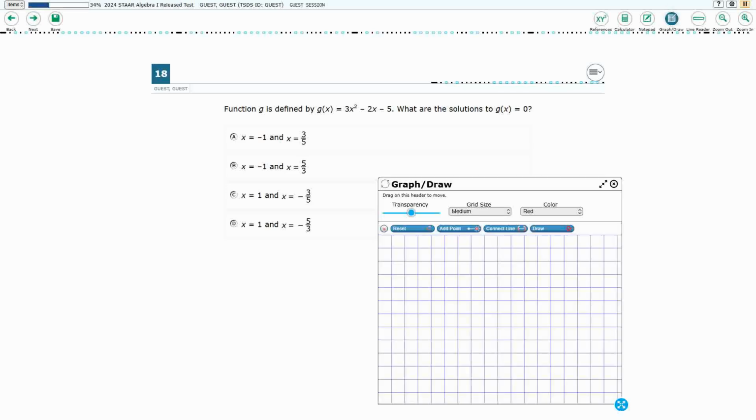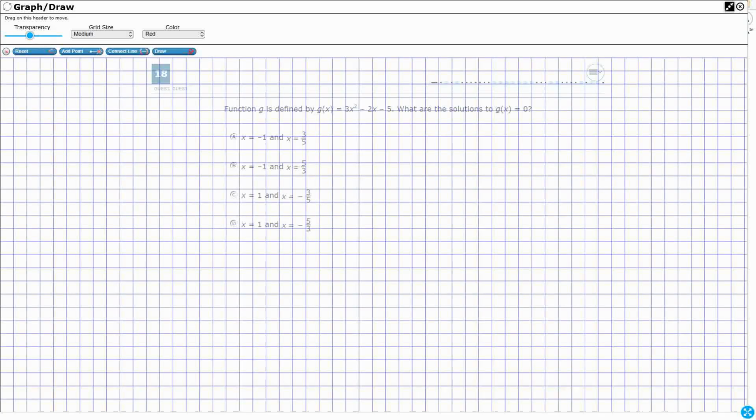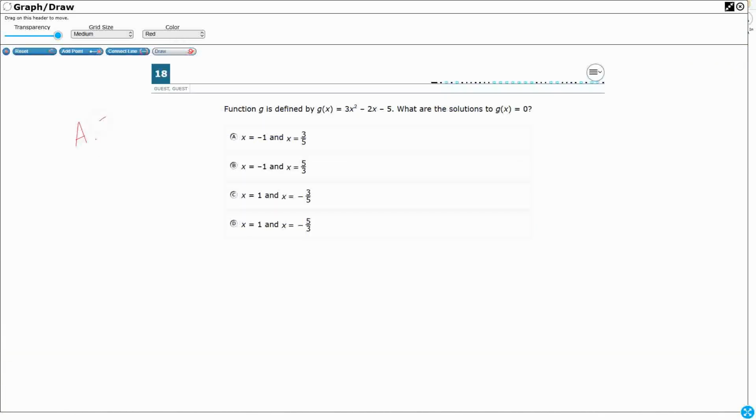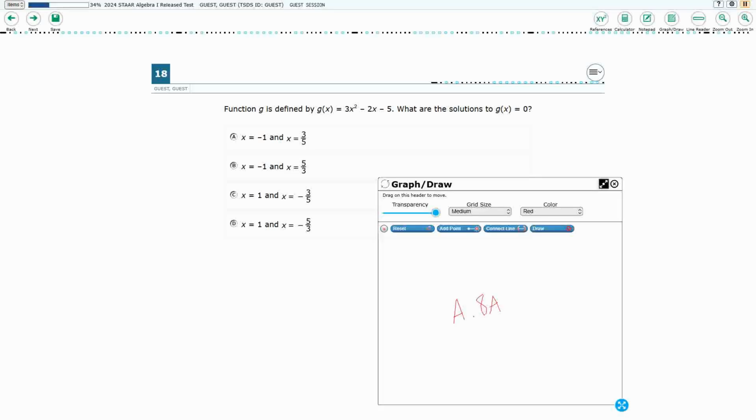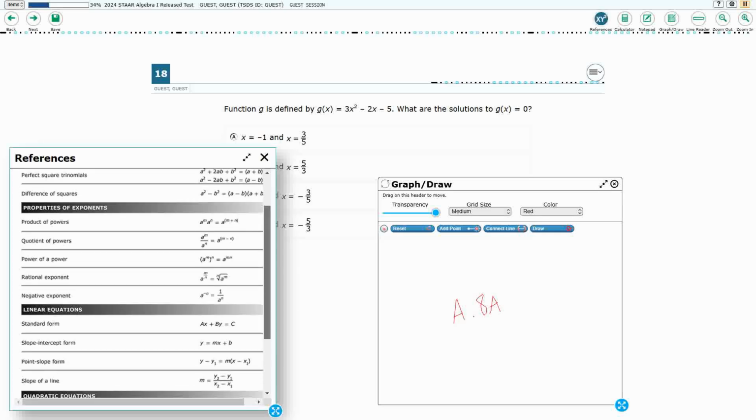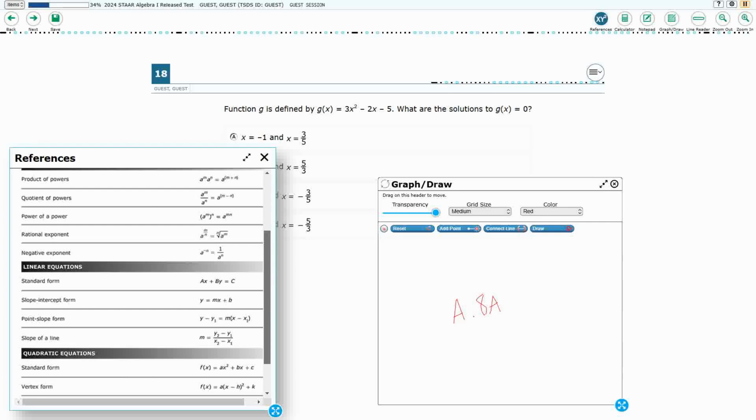This is A.8a, and we've got a function here, and we've got those terms, and we need to find the solutions of g of x equals 0. So when we're solving it, we're looking for solutions. We've got a few different choices, right? We can factor it. We can always use the quadratic equation. For this one, let's go ahead and use the quadratic equation. And so, in case we forget it, right?